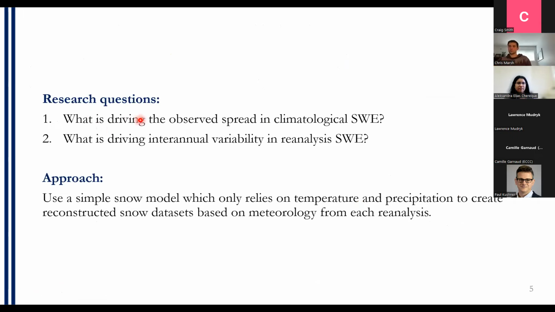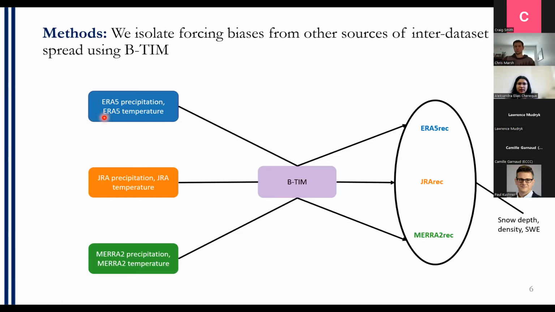So we want to know if we can identify or rule out some of the causes of spread in this climatological SWE amount, as well as find what's driving the different interannual variability across these data sets. To do this, we use the simple snow model that I mentioned earlier, and it relies just on temperature and precipitation as inputs, and then generates snow outputs that we can analyze. Here's just a schematic of what I just said. As I mentioned, we're using precipitation and temperature, running the same model. So now we're standardizing for the model physics, if you will. And what comes out are these reconstructed snow data sets. What exactly comes out is snow depth and density, and then we can calculate SWE from there.